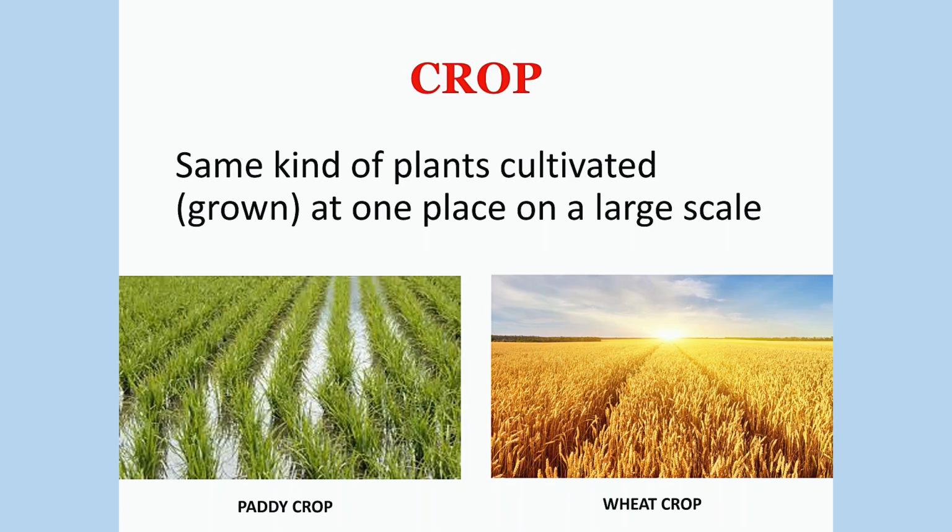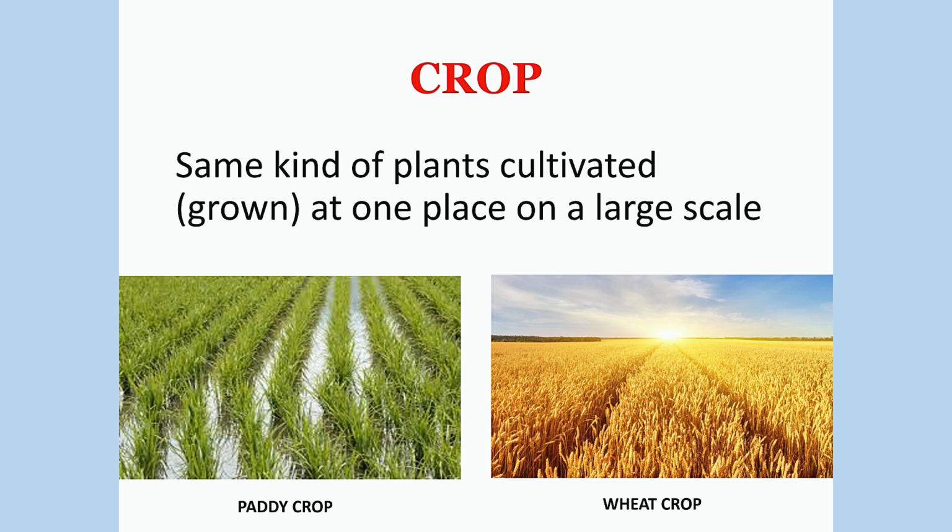So what is a crop? Crops are same kind of plants which are grown at one place on a large scale. As you can see here, there are two pictures. One picture is of a paddy crop. The second one is of the wheat crop.